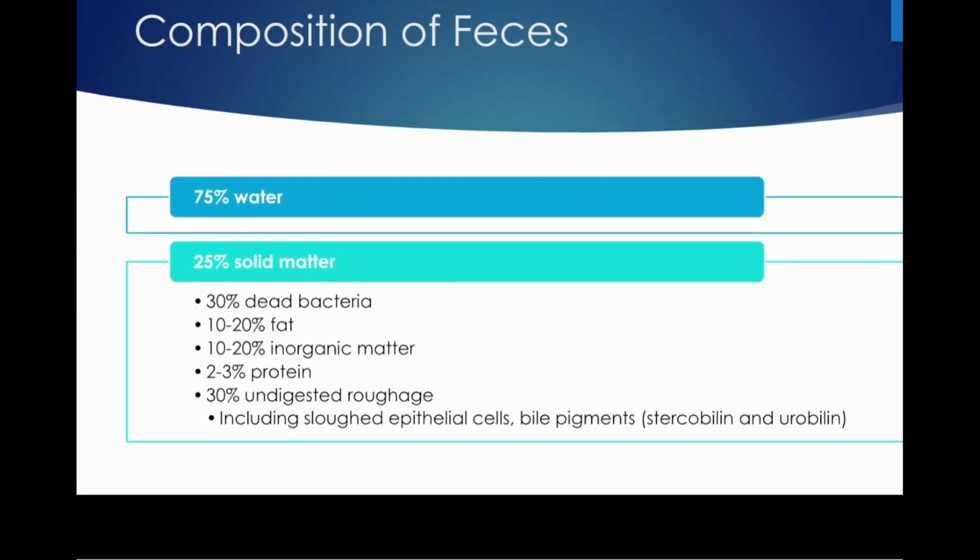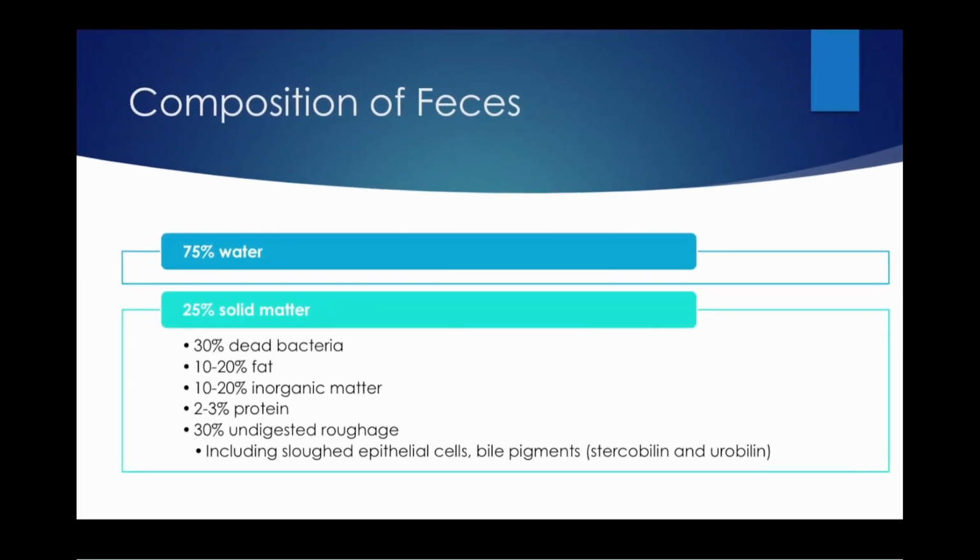Okay. So composition of feces, what's in it? 75% of it is water. The rest of it, dead bacteria, fat, inorganic matter, protein, undigested roughage. So the joke about the corn kernels coming out later on because we can't digest it because it's cellulose. So it comes out later. And bile pigments. Okay, bile is in here as well. We're going to talk about bile when we come to the liver and how we recycle it.